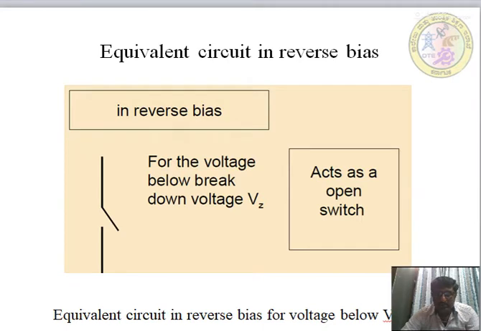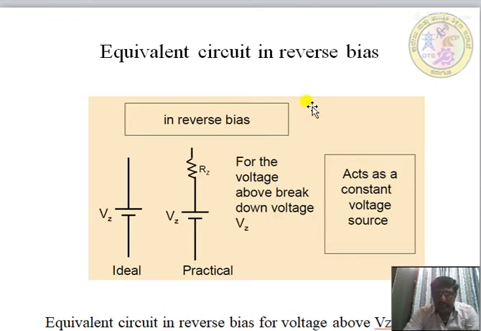This is the equivalent circuit in reverse bias. For a voltage below the breakdown voltage VZ, it acts as an open switch. Until the breakdown voltage it behaves as a non-conducting, open switch. As soon as it reaches the breakdown voltage VZ, it acts as a closed switch.